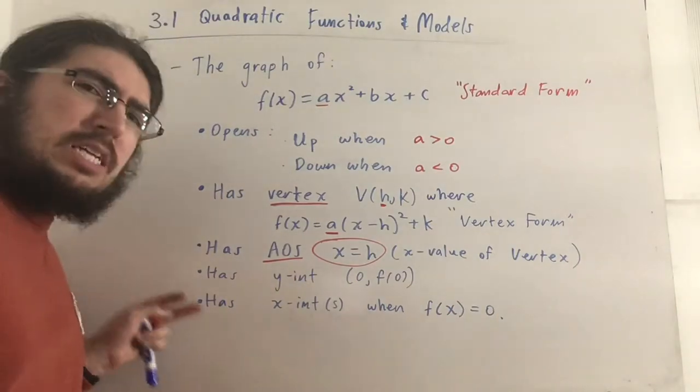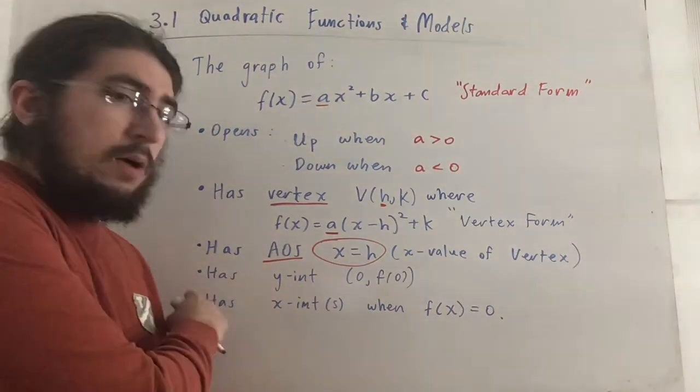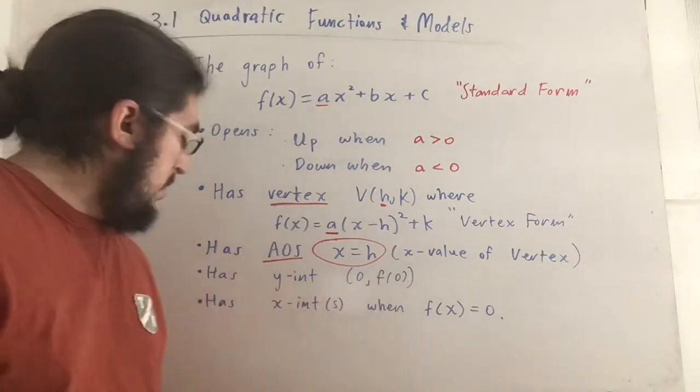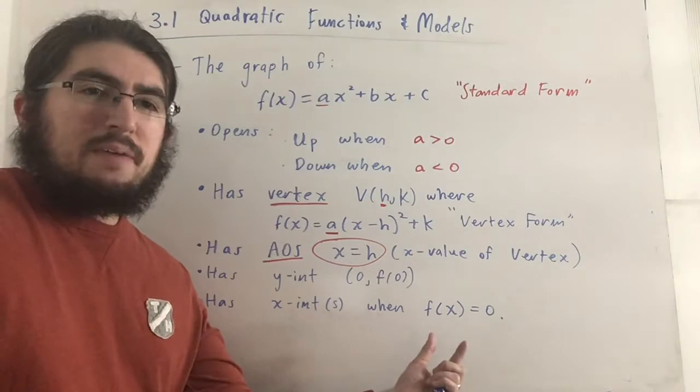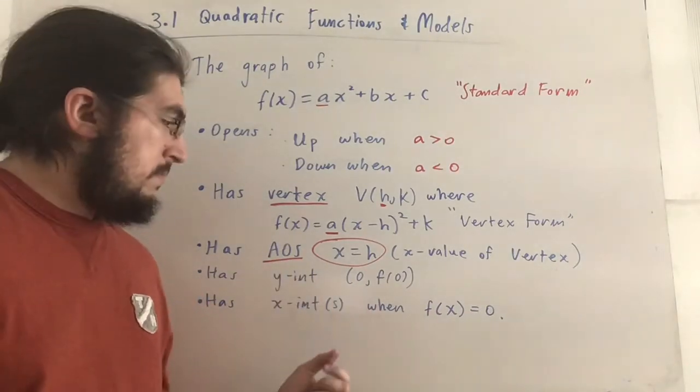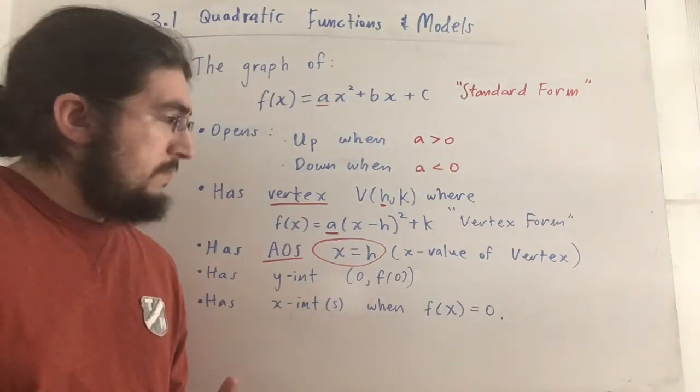And then the y and x intercepts are just what you think they would be. To find y-intercepts, you set x equal to 0, so they're of the form 0, comma f of 0. And to find x-intercepts, you just set f of x equal to 0, and then you write x, comma 0. So those x values, comma 0.